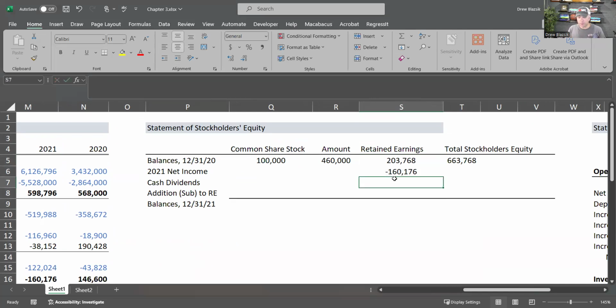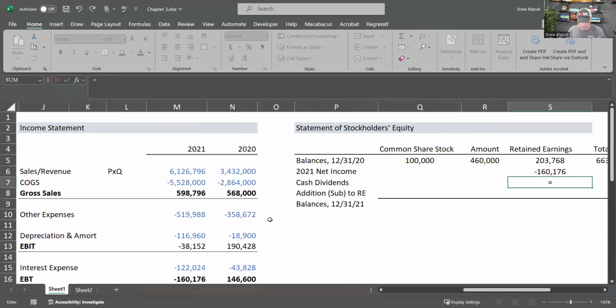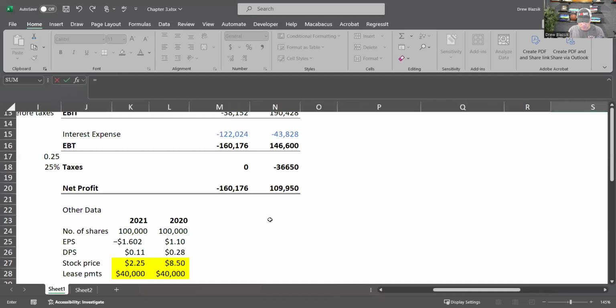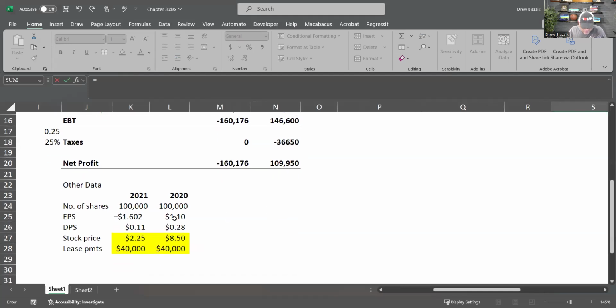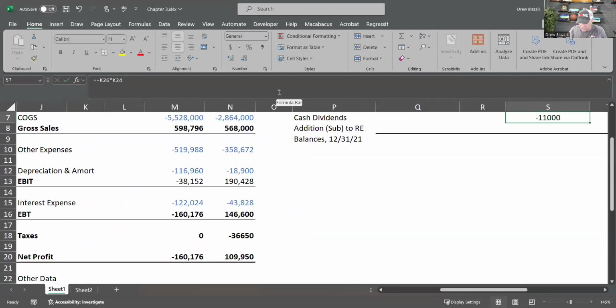Next, I want to know what did we pay out in dividends. So what I'm going to do here is we know that's in the other data, and I'm going to figure this out. I'm going to go down here. Here's our dividends per share. This is what we paid out, multiplied times how many shares. We paid 11 cents per share, 100,000 shares. That's going to be a negative because that's paid out. That's a dividend. So I'm going to hit a negative there.